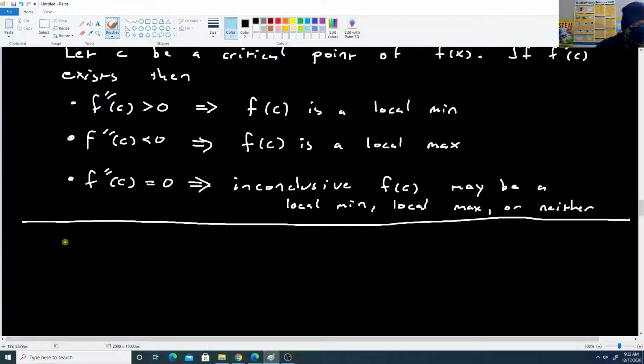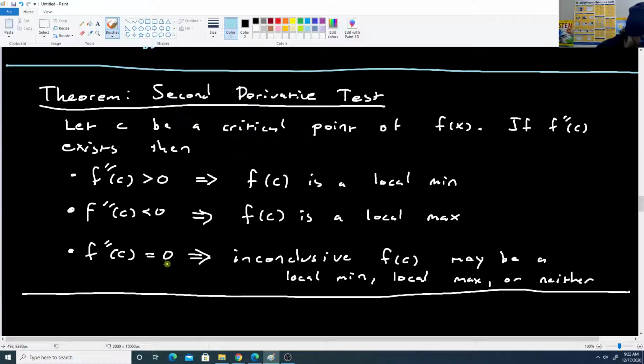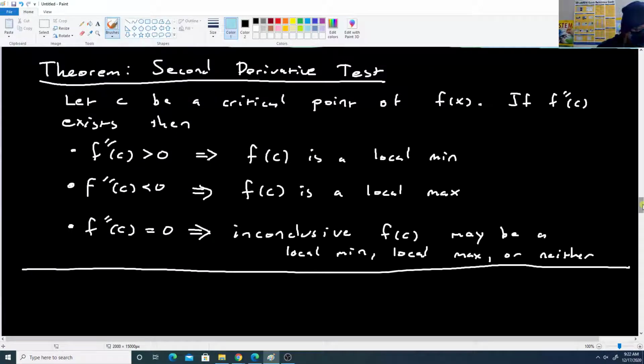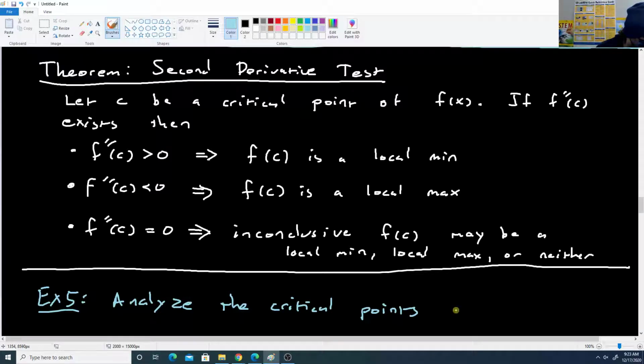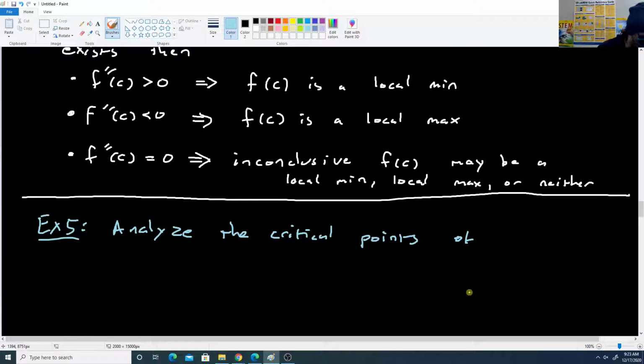Okay, so this is our second derivative test. What we're going to do next is analyze the critical points. So this is example 5. It wants us to analyze the critical points of f of x equals 2x minus x squared times e to the x.